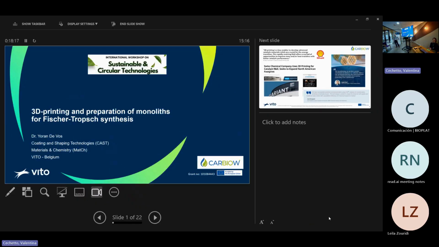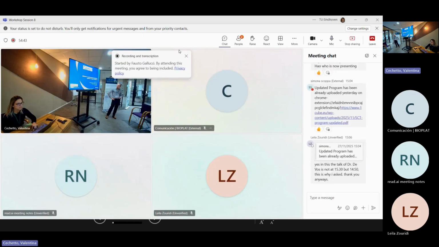Thank you for the introduction. So indeed, as mentioned, I will be talking about 3D printing and preparation of monoliths for Fischer-Tropsch synthesis. Now you can think, okay, why 3D printing of catalysts?